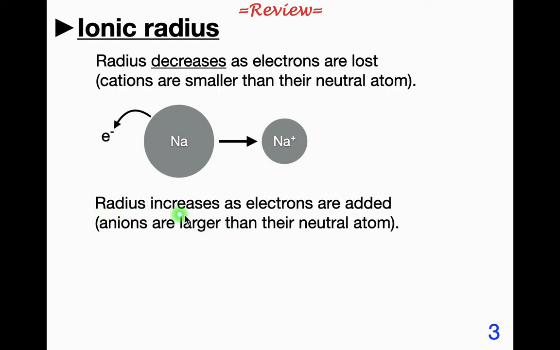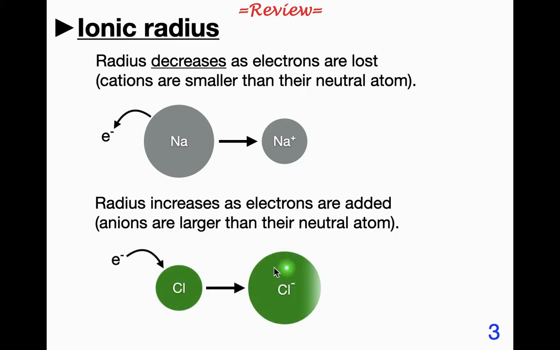Conversely, the radius increases as electrons are added. Anions are larger than their neutral atom. So chlorine almost always has a -1 charge. When it gains that electron, it becomes bigger. So both of these are common sense. Take away something, it gets smaller. Add something, it gets bigger.